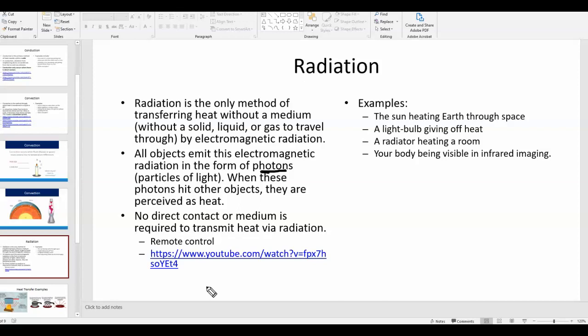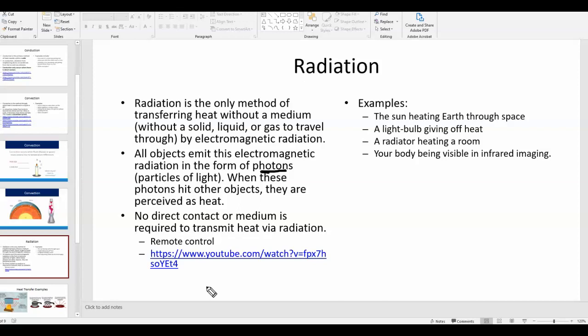Just some examples of heat transfer by radiation. I already talked about the sun heating Earth through space. Any heat transfer going through space involves radiation. A light bulb giving off heat typically also emits heat through radiation. It depends on where your hand is relative to the light bulb. If you hold your hand directly above a hot light bulb, that might be heat transfer through convection because the hot air is going to rise up into your hand. But the light bulb itself is going to emit those infrared photons in all different directions.